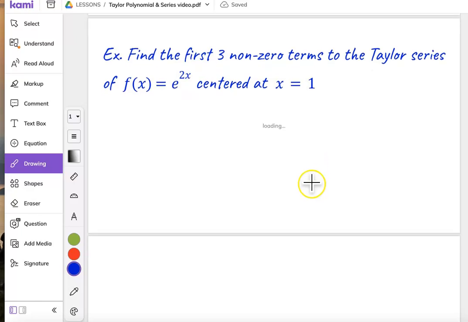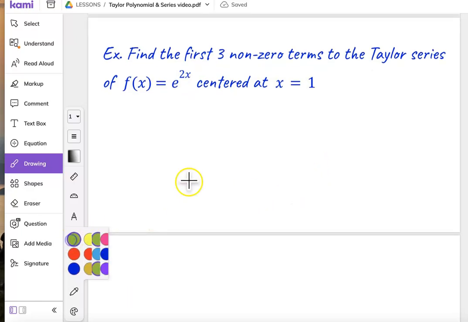All right. So we'll just do one more problem, just practicing utilizing our Taylor polynomial formula, which we can also technically use to help find the first several terms of a Taylor series. So this example asks to find the first 3 non-zero terms of the Taylor series of f of x equals e to the 2x centered at x equals 1.